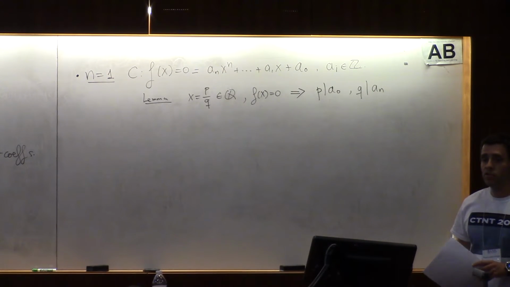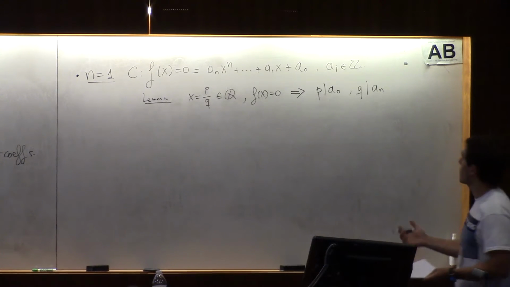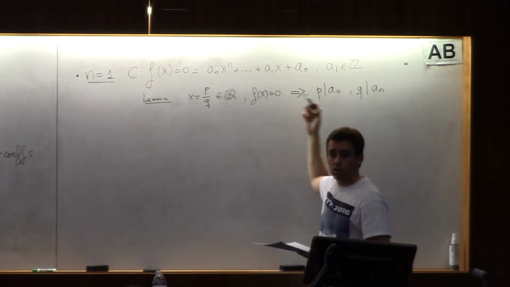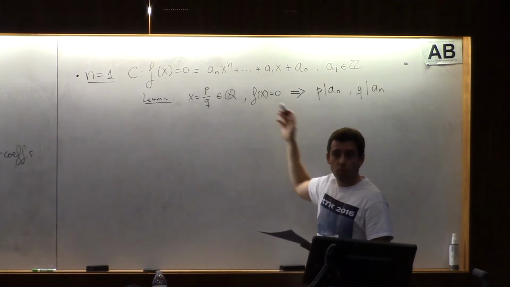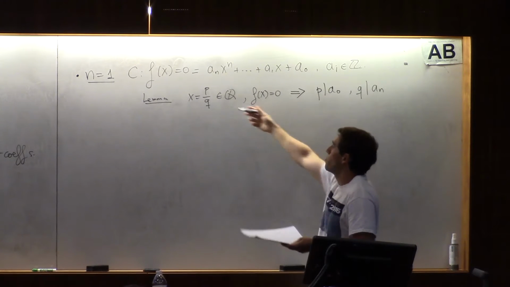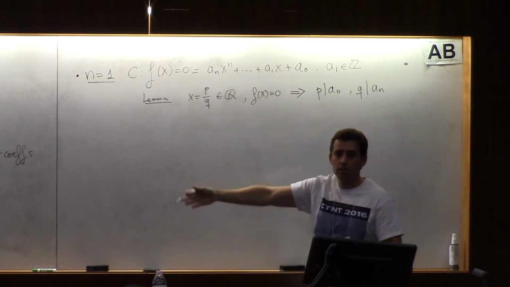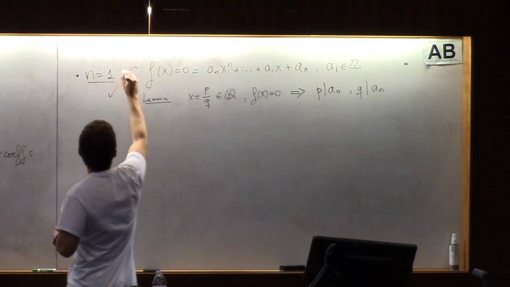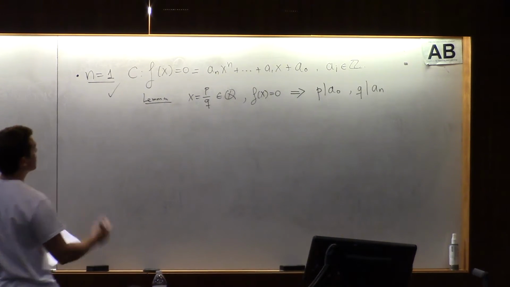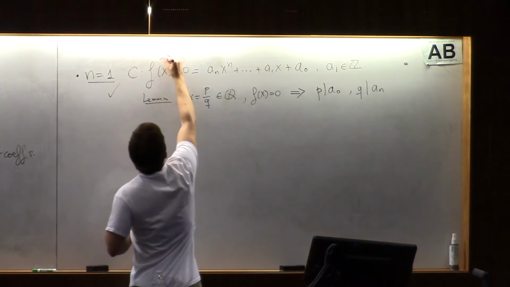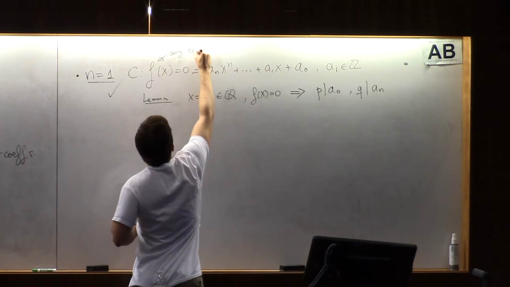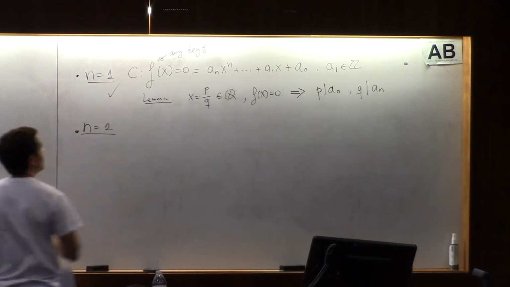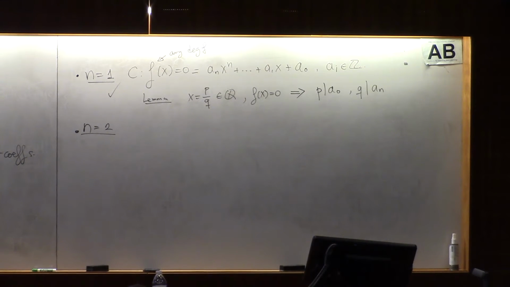So that gives you an algorithm, because I can factor a_0, I can factor a_n, and list all the possible prime divisors that appear on one side or the other, make up all the possibilities, and check what are all the rational solutions. So we know how to do this. This is easy. This was for any degree. Okay, so far, so good.